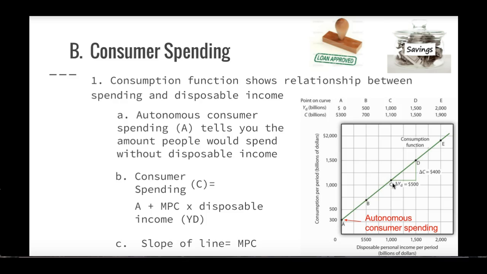Because that's our marginal propensity to consume. So when we figure out the slope of the line, that also tells us our marginal propensity to consume, or our MPC. Okay, so this consumption function gives us a lot of information.